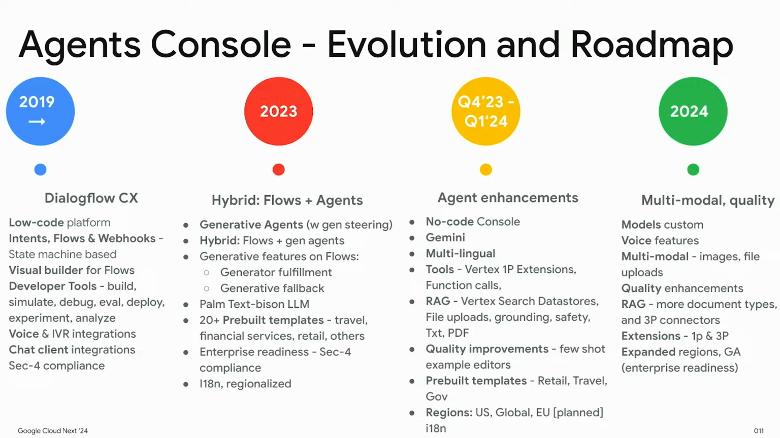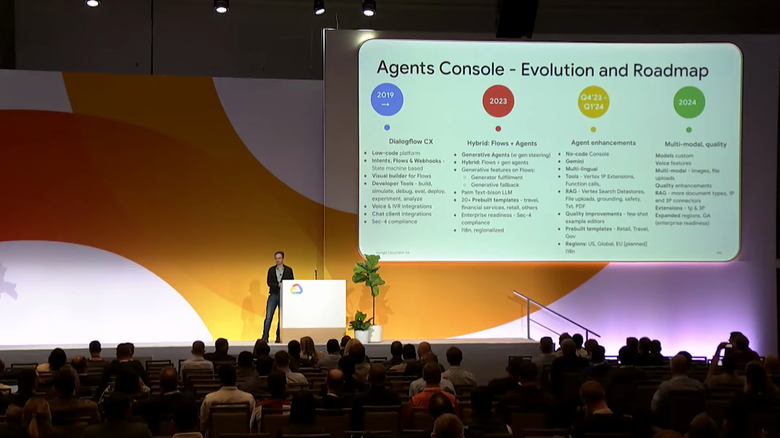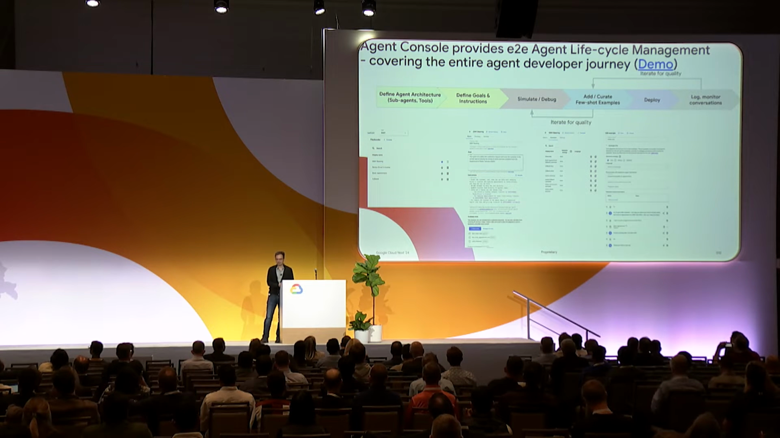So going forward, what we're looking at is, one is providing more support for custom models that you may have customized or tuned over on Vertex. Also supporting various voice features. And then finally, supporting multimodal capabilities where you can upload an image and basically use that in the conversation. So that's our roadmap.